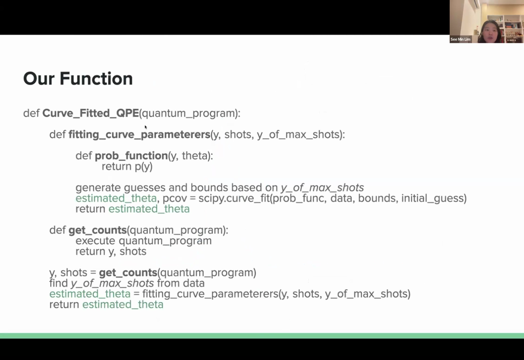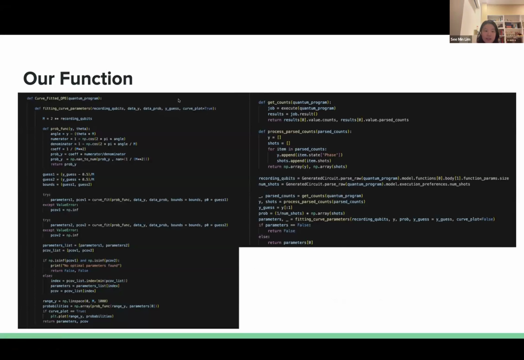This is our function in pseudocode. Basically, we call it curve-fitted QPE, which takes a quantum program. This quantum program is as defined earlier using Classiq. First we have a function called getCounts, which executes the quantum program and returns the Y values and the shots for each Y. We can then curve fit it using the fitting curve parameters function that we also wrote. It then returns the estimated theta using the SciPy curve fit method. This is our function in the full Python code.